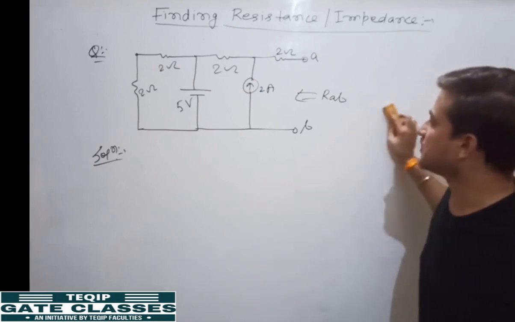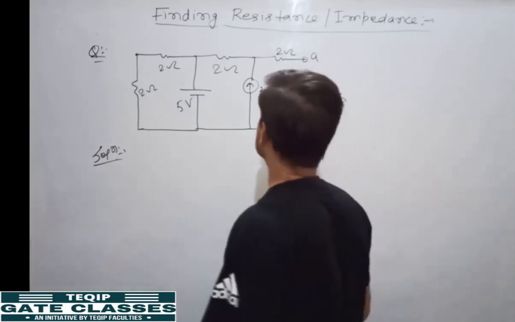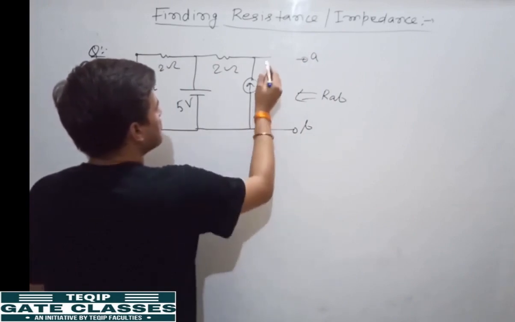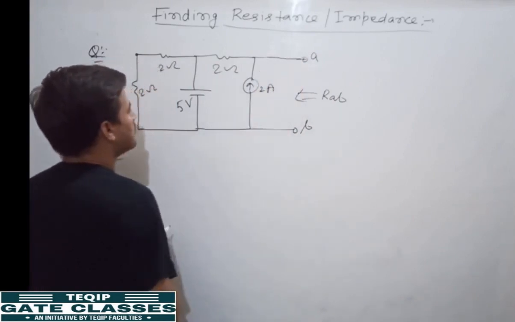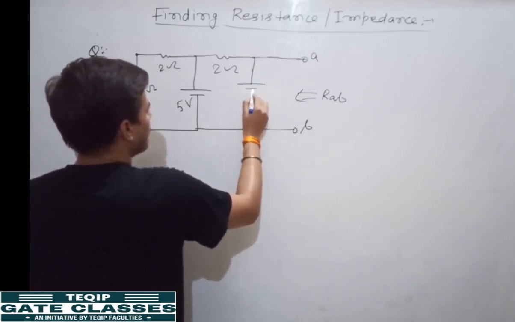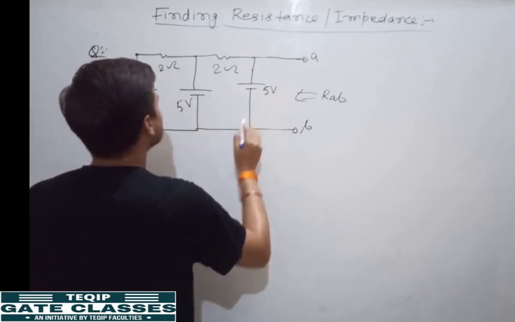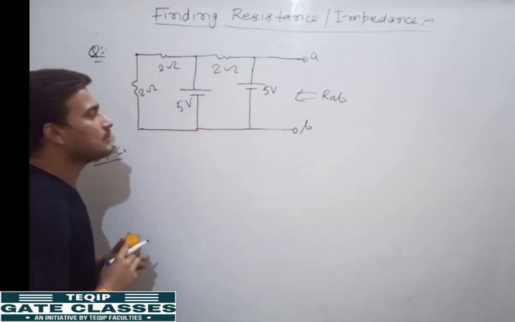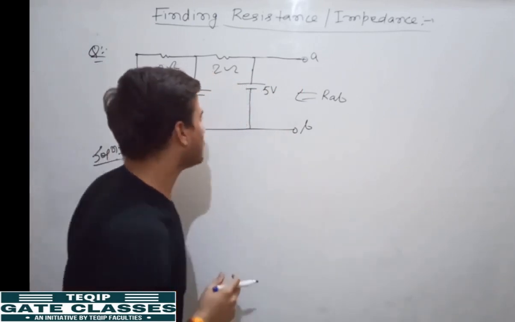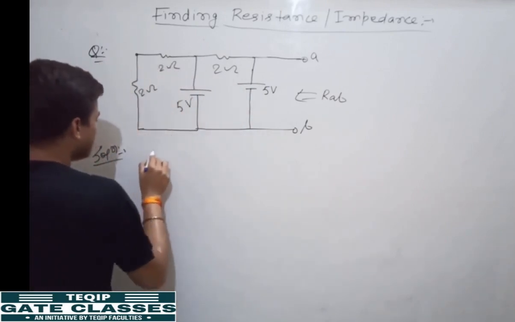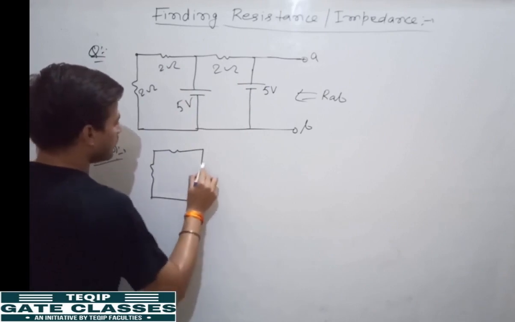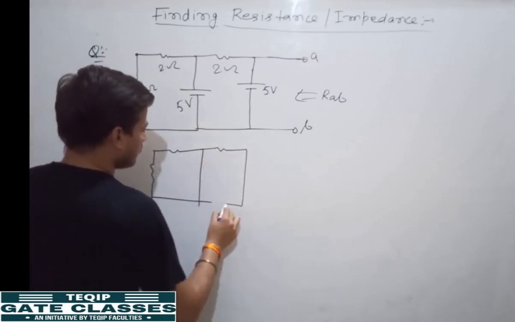In the same question, suppose this has been removed, now you are having a voltage source here. Then what will be the value of equivalent resistance? Again here you will deactivate the sources, the 2 ohm, 2 ohm will be deactivated.